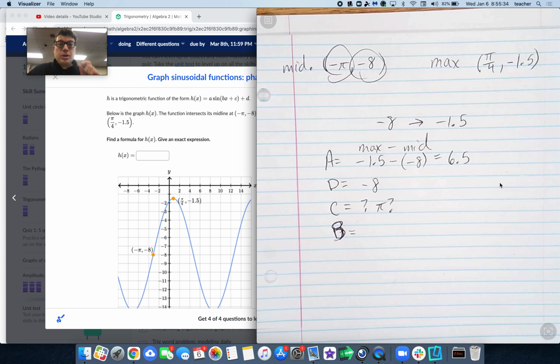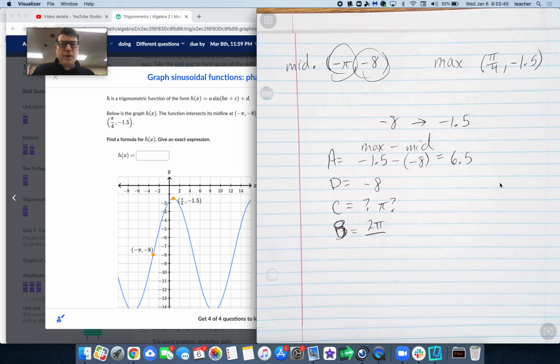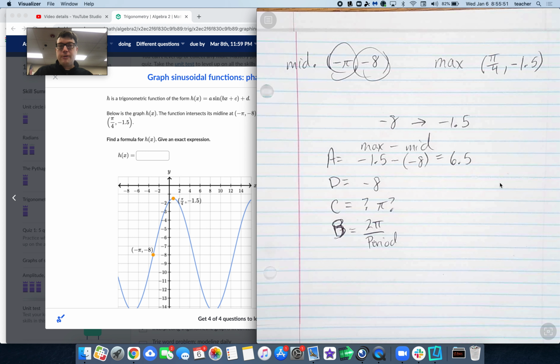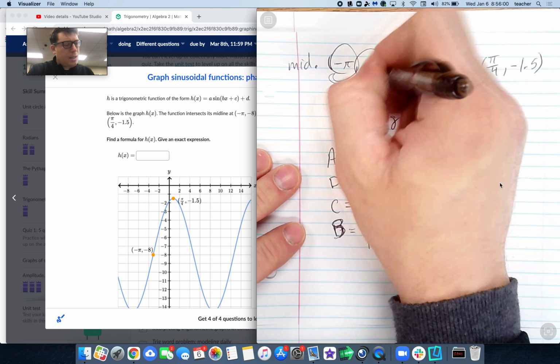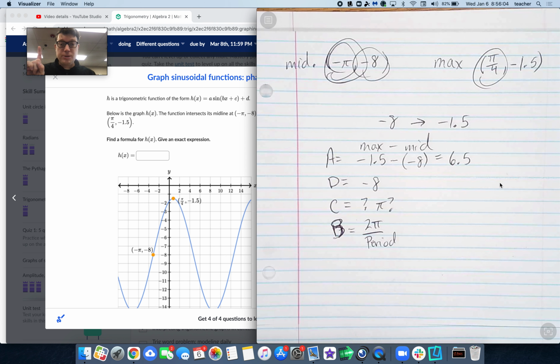B is the frequency, or how much space occurs. How many times do we get complete cycles in 2 pi distance? Well, if we can figure out the period, which is how long one cycle is, then we can figure out the frequency. B is frequency, where we're repeating that cycle in 2 pi spaces. The interesting thing is that from the midline to the maximum, that's only 1/4 of the complete cycle, right?